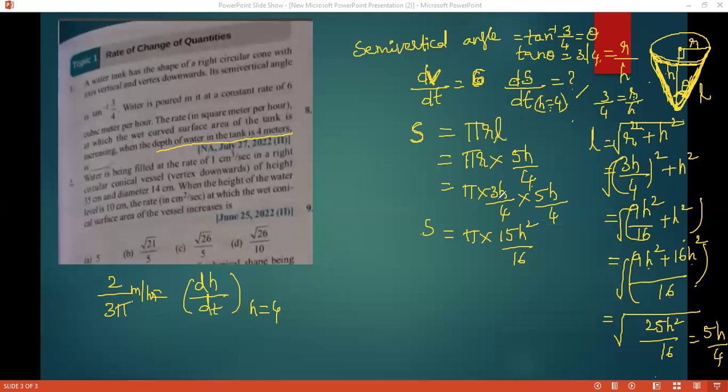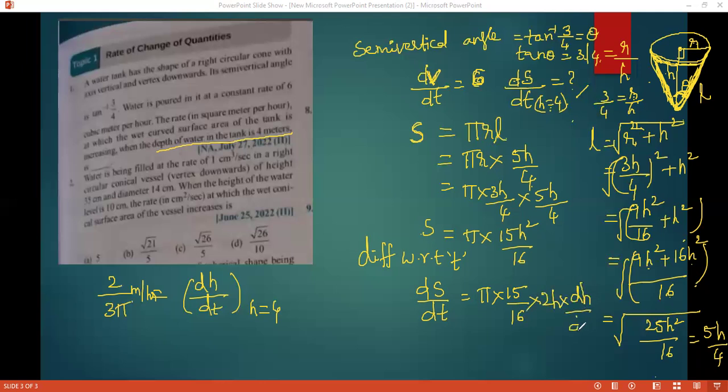Now what do we want actually? We want ds by dt at h is equal to 4. Can I differentiate this with respect to time? Differentiate with respect to t. So can I write it as ds by dt is equal to pi into 15 by 16 into, what is h square? H square, can I write it as 2h into dh by dt?